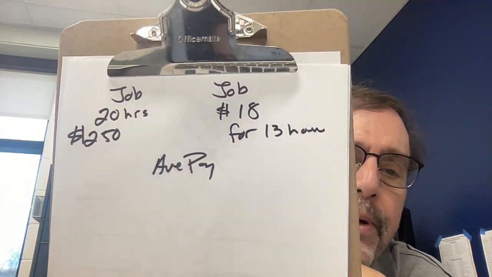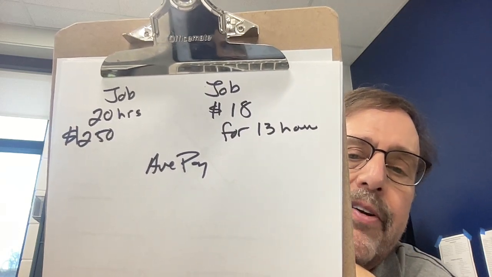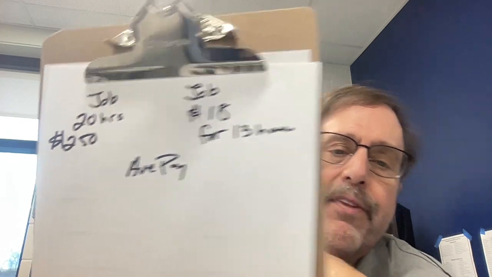How's this? We've got 2 jobs. And one of them, you work 20 hours for $250. The other one, you work $18 an hour, and you work 13 hours. And what is your average, the average pay? So you've got two jobs. One job, you don't get paid per hour. You work 20 hours and you got $250. The second one, you worked 13 hours at 18. What is your average pay for the two jobs?